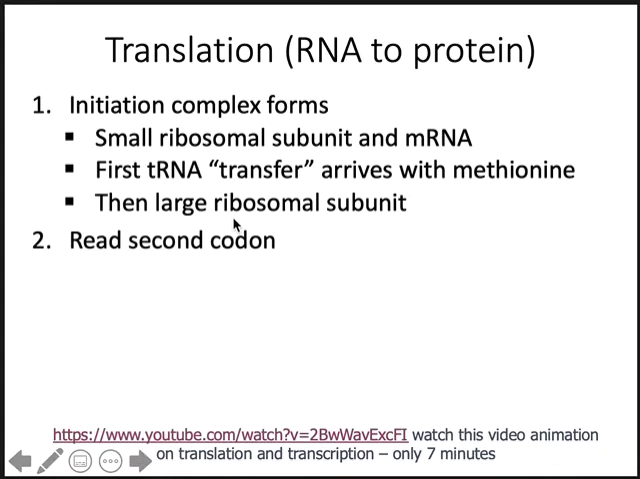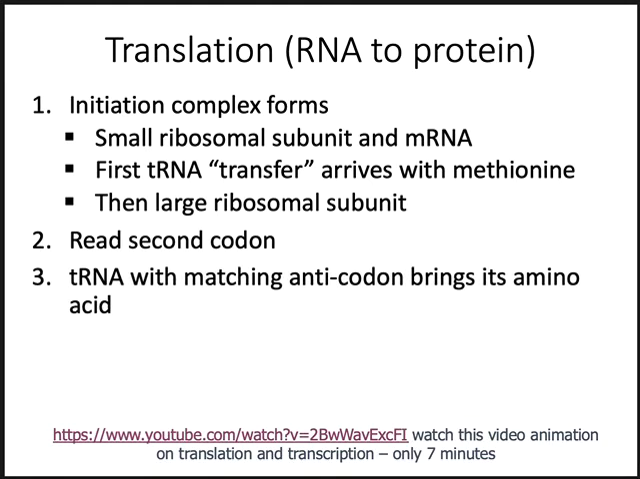And then you will scoot down to the next codon on the transcript, and another tRNA will come in, complementary base pair. So the tRNA with the matching, what we call anticodon, will bring in its amino acid. And I'm going to show you a visual because I know this is complicated and we need to see what we're actually talking about. So right now you might be asking, what is a codon?